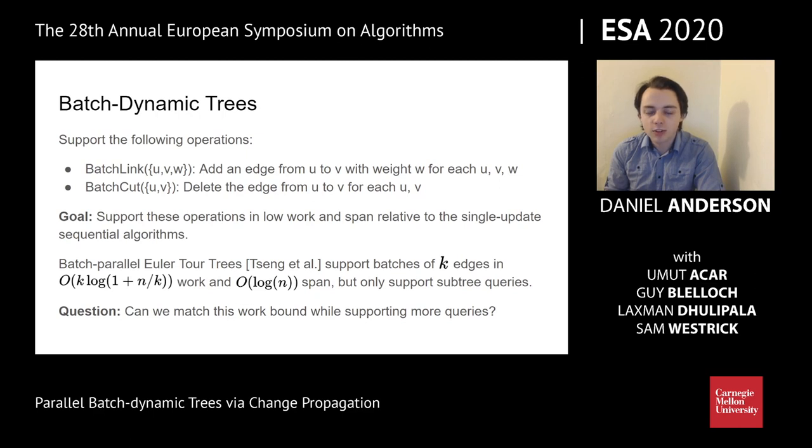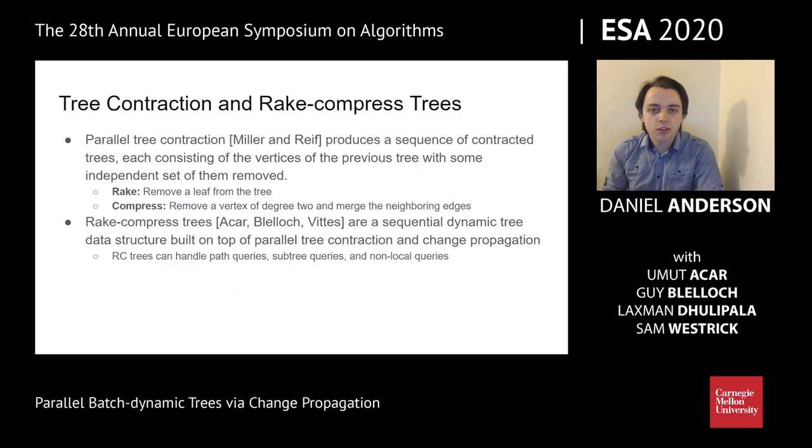The downside of batch parallel Euler-Tour trees, and Euler-Tour trees in general, is that they typically only support subtree queries. So the question on our mind is, can we match this nice work bound while also supporting a lot more general queries? To do so, we're going to need a few ingredients. We're going to look at rake-compress trees, which are one of the sequential dynamic tree data structures mentioned earlier.